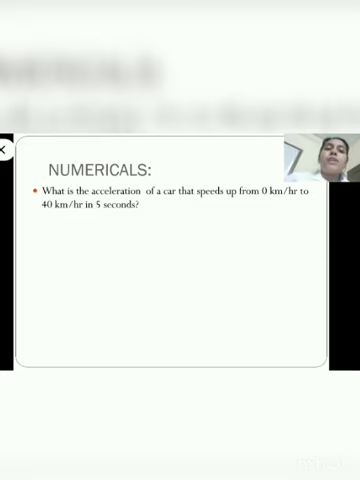So the first step in any numerical is to note down the data given in the question. So children, be ready with your pen and notebook and try to solve the numericals along with me, just as we do in our classroom situation. Okay, so first note down the initial speed of the car. Initially the car was at rest, that's why the speed is 0. So the initial velocity is denoted by symbol u. u is equal to 0.